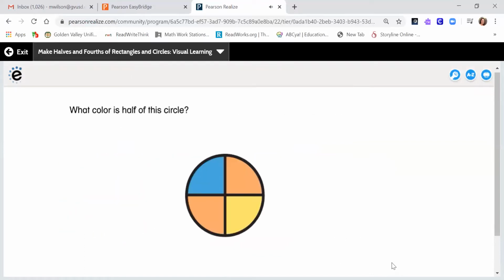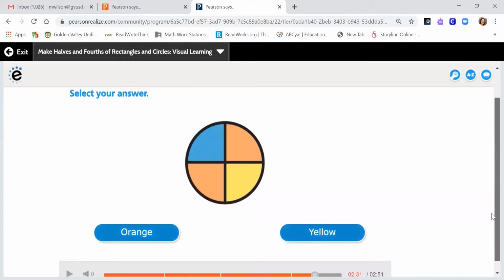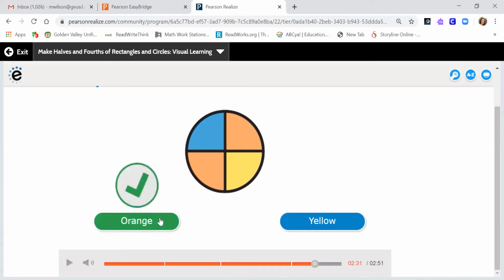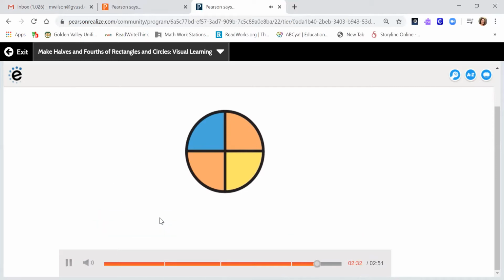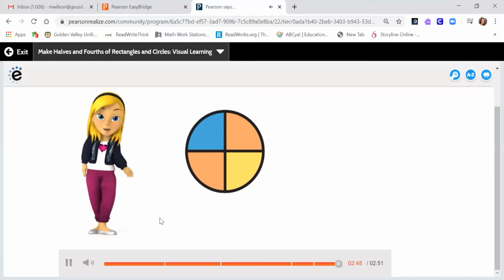What color is half of this circle? Select your answer. What do you think? What color is half or 2 out of 4 equal parts of this circle? Orange or yellow? Good, we have 2 orange. You could say the orange shares are 2 out of 4 equal shares, 2/4, or 2/4 of the circle. So half of the circle is orange. Now you know about halves and fourths of shapes.